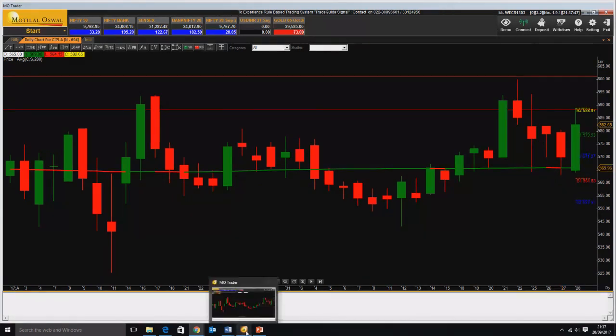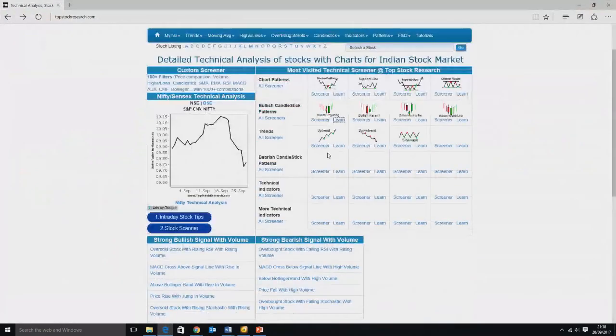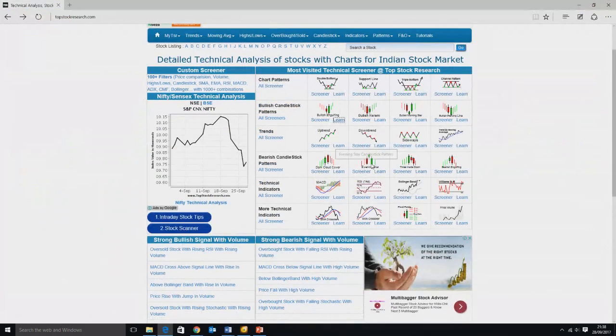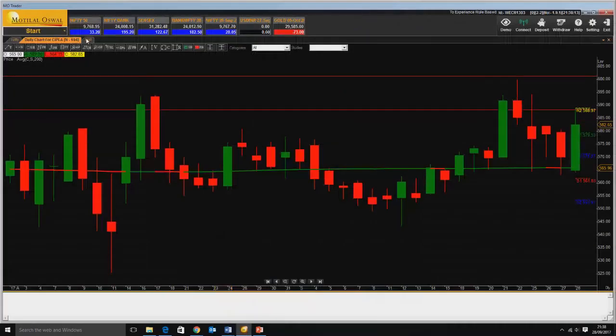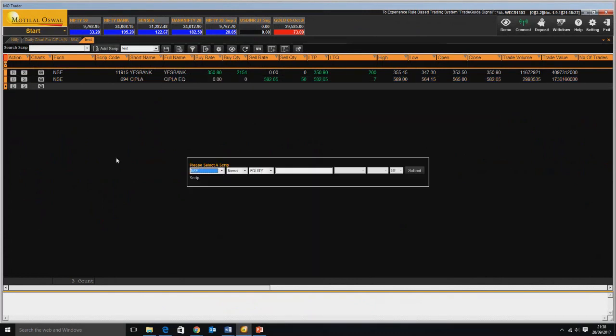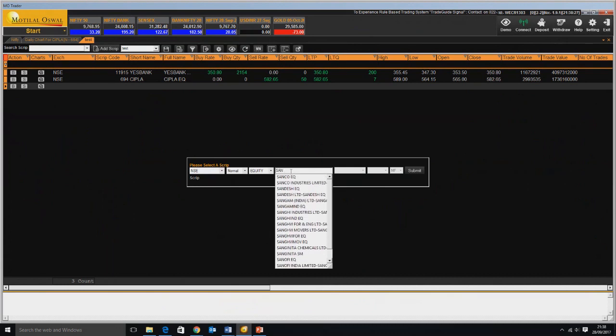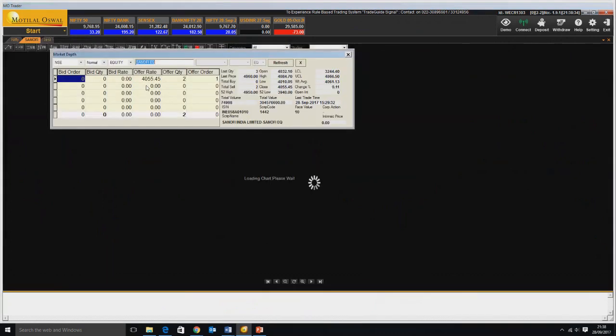So let's see in some other. So this is for now. Let's see this evening star, what kind of stocks are forming this evening star pattern. I couldn't find, I'm just looking for the companies which I knew, right? I'm not going for any other thing, but say Sanofi India, and we see whether it has an evening star formation or not. So I go to my market watch and I add Sanofi, and I'll see how it looks.